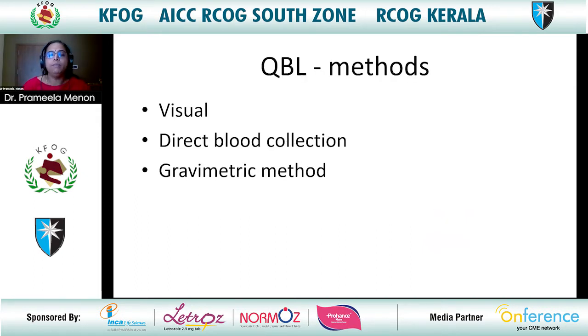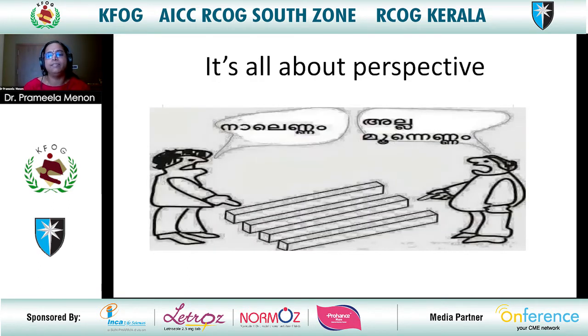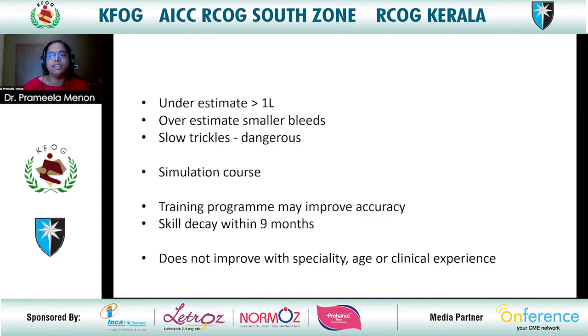For time immemorial, you all have been using the visual estimation of blood loss. So what's the problem with it? It's highly subjective. It's like this picture where somebody will see it from one side saying that it is 4 roads, and the other one will say it is 3 roads. So it is totally subjective and it is only semi-quantitative. And studies have shown that if it is a massive loss, more than 1 liter, we usually underestimate it, and slower losses we usually overestimate. And regarding slow trickles, it's really dangerous.